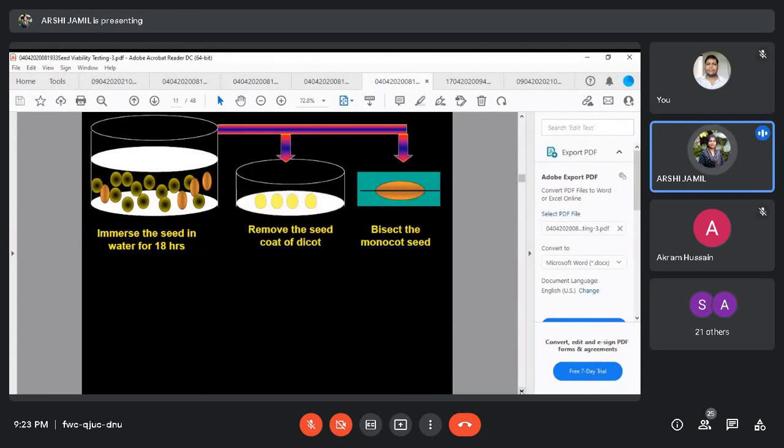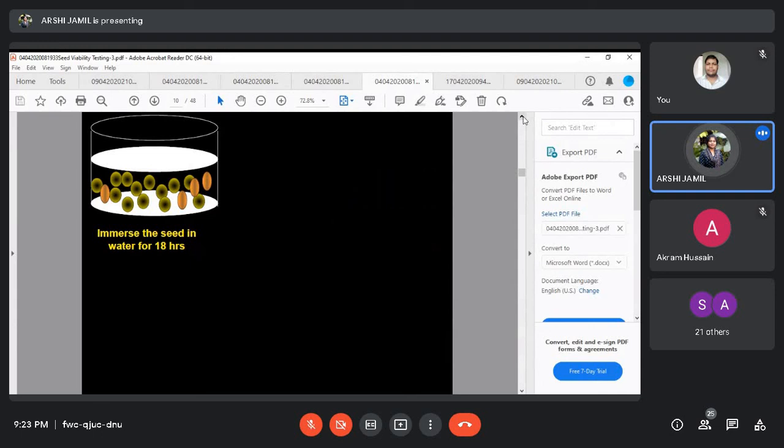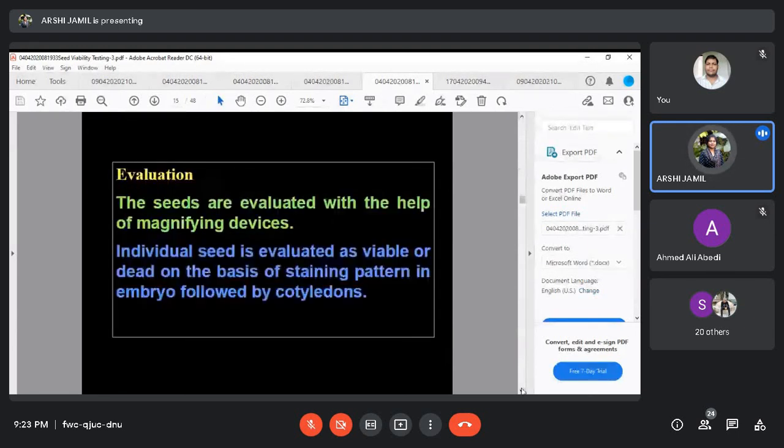Okay, first you took the seeds, you dip the seeds for 18 hours. What will you see in the evaluation? The seeds are evaluated with the help of a magnifying glass, and you will see that each individual seed on evaluation shows either as viable or dead based on the staining pattern.